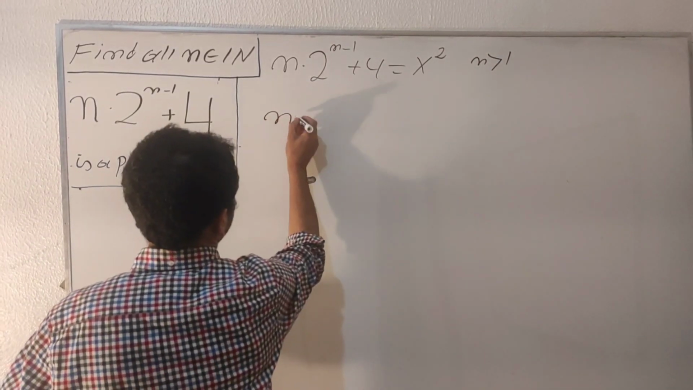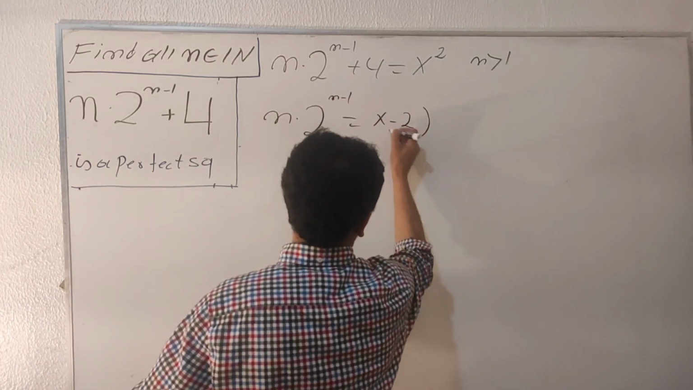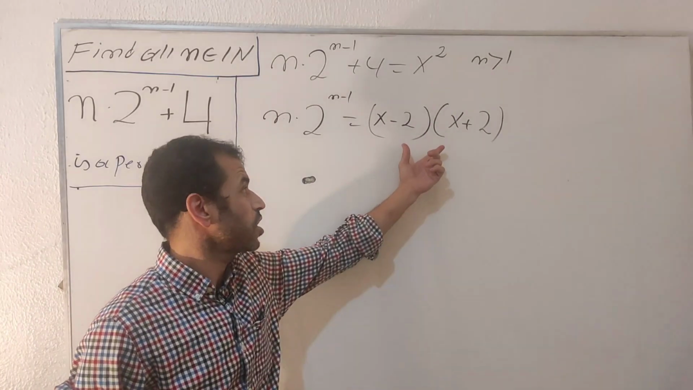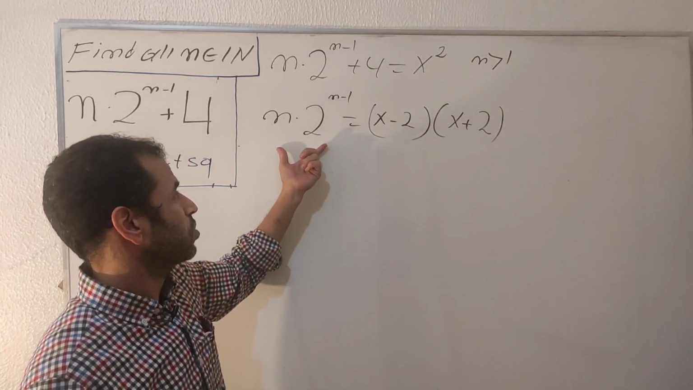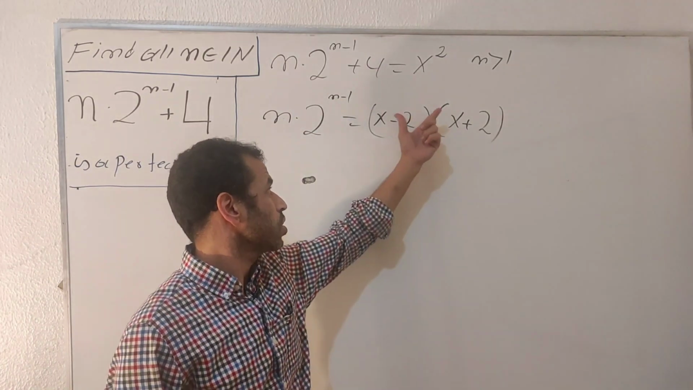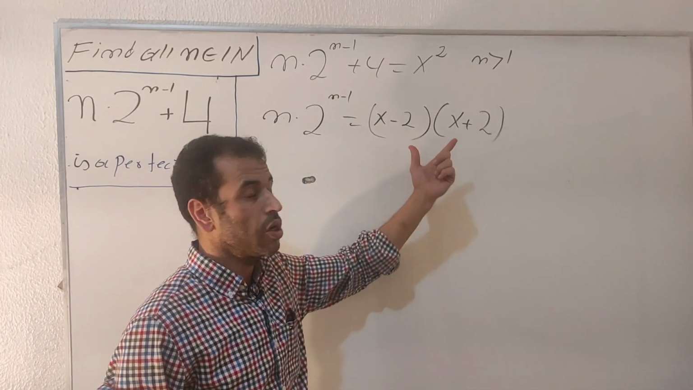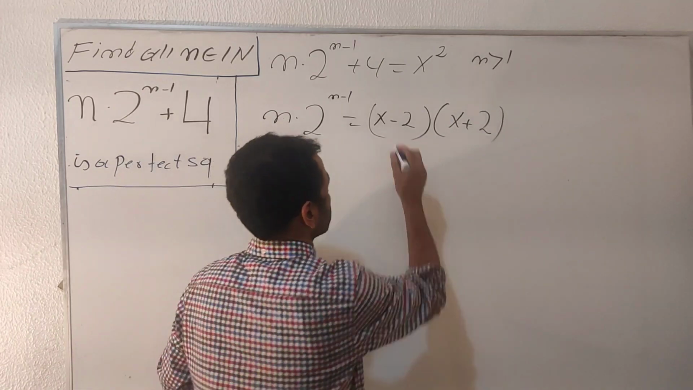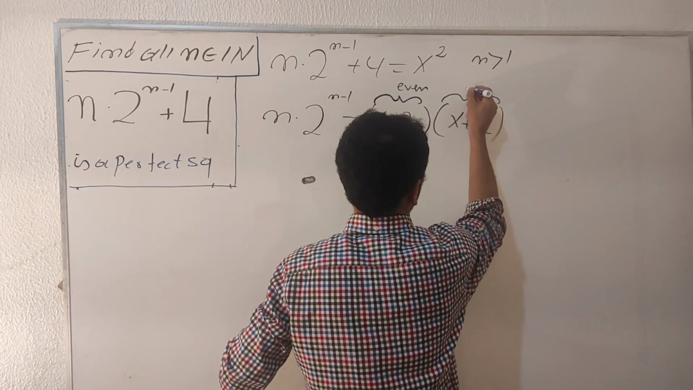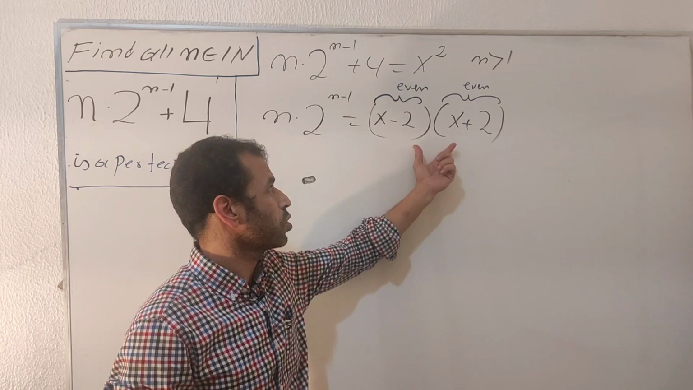So we'll have n multiplied by 2 to the n minus 1 equals (x minus 2) times (x plus 2). Okay? It's a very simple, very clear statement here. Since the left hand side of this equation is even, the right hand side of this equation must be even as well. Since x minus 2 and x plus 2 have the same parity, both of them are even. This is even, and this one also is even. So working on this one like this is not going to help us at all.